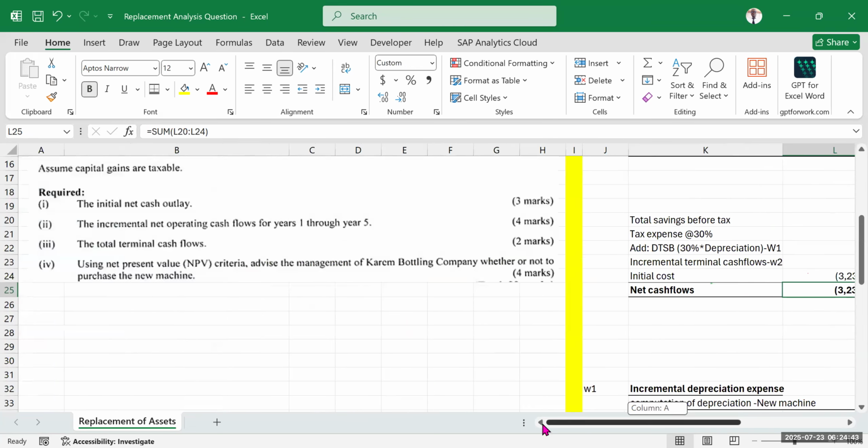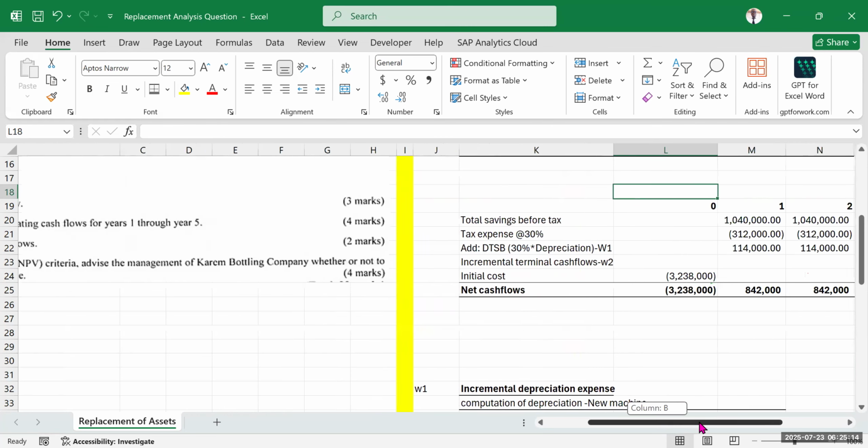And it is the point when now we want to look at what the examiner was telling us. Remember, in our computations, we've answered Roman 1, initial net cash outlay. We've answered Roman 2, incremental operating cash flows. We've answered Roman 3, terminal cash flows. Now, we are at the decision level, Roman 4. I hope you are following. Using NPV, advise the management whether or not to purchase the new machine.